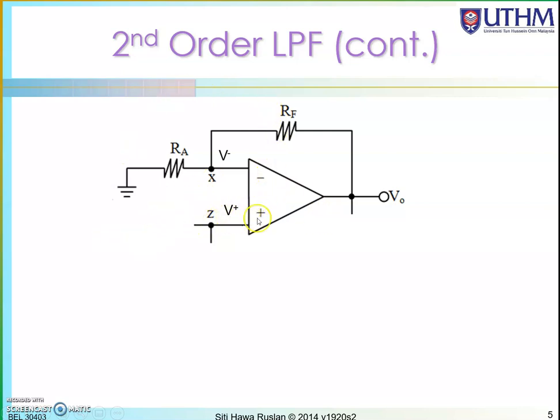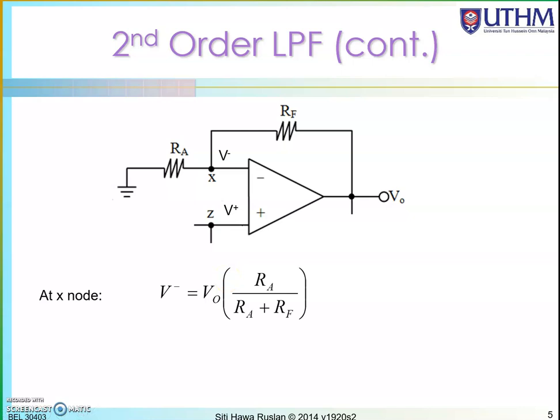Okay, the input is coming to the positive terminal over here, so this is a non-inverting amplifier. So at node X, you can get, using a voltage divider, the voltage will be VO multiplied with RA divided by the total resistor RA plus RF. You can also use another method using Kirchhoff's current law. Define one current over here, another current over here, and simplify it, and you still get this equation.